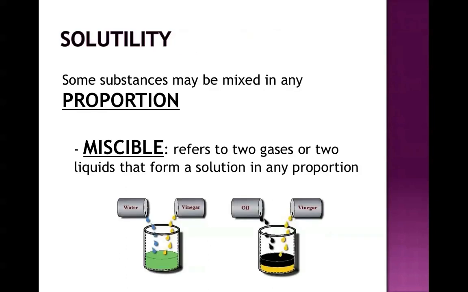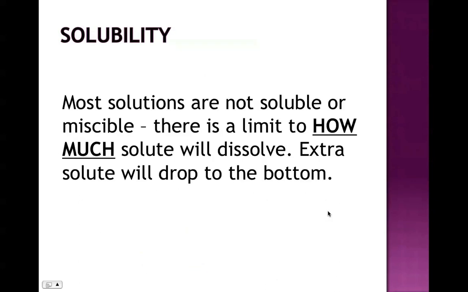Now, some substances may be mixed in any proportion. Miscible refers to either two gases or two liquids that can form a solution in any proportion, such as water and vinegar over on the left. However, you can see that oil and vinegar do not mix. For most substances that are not soluble or miscible, there's a limit to how much solute will dissolve. This extra solute will drop to the bottom, which is called a precipitate.